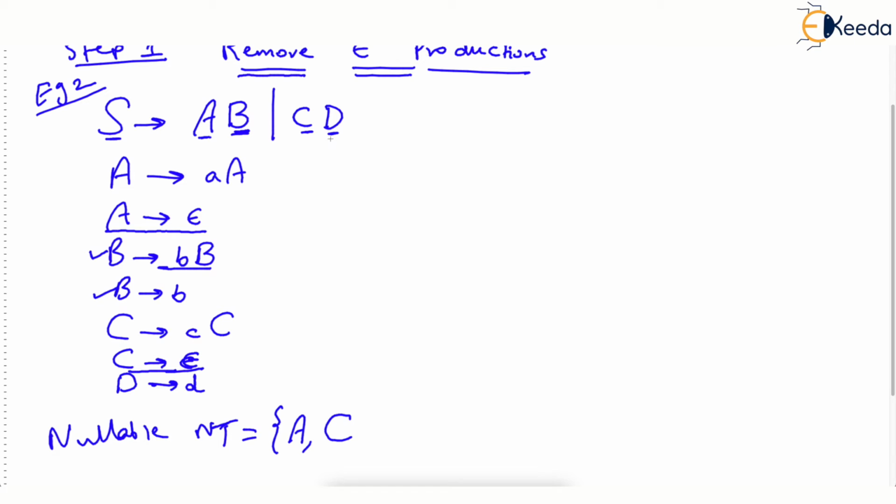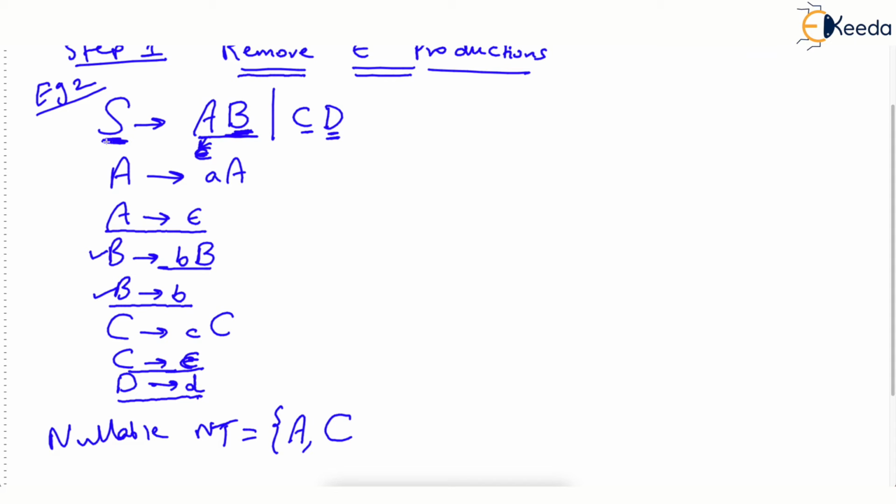Similar explanation can be given for D. Check that D derives small d. There is no production indicating that D derives epsilon. What about S? Is S nullable non-terminal? No, because S derives AB. Agreed that A can derive epsilon. Agreed, A can derive epsilon, but B at least derives small b.